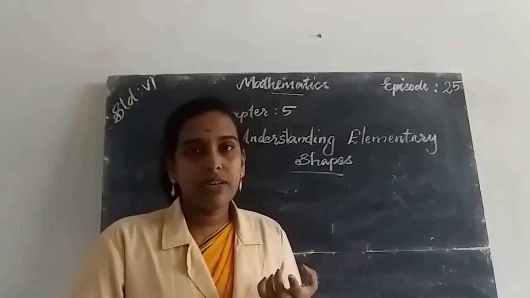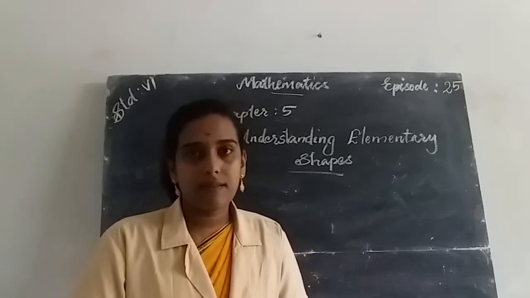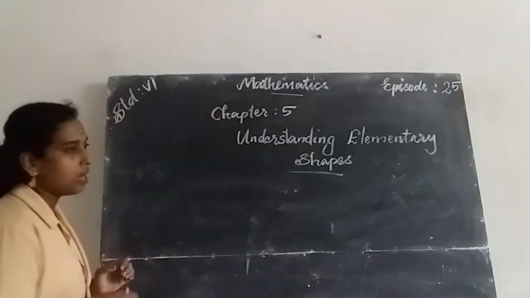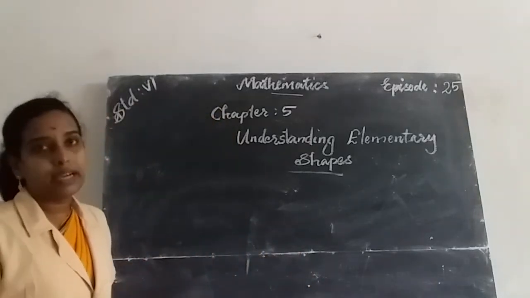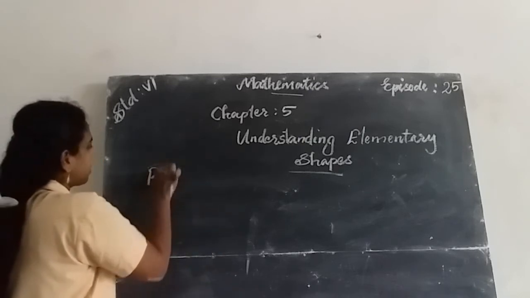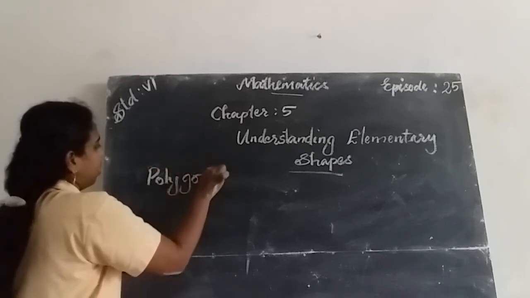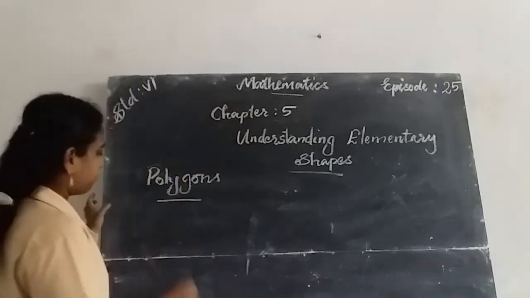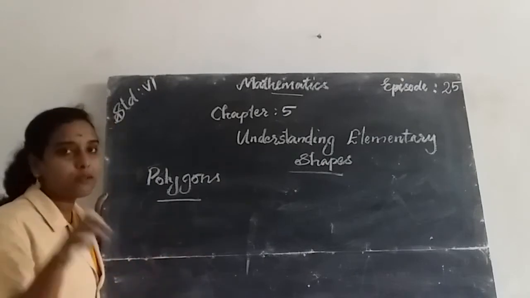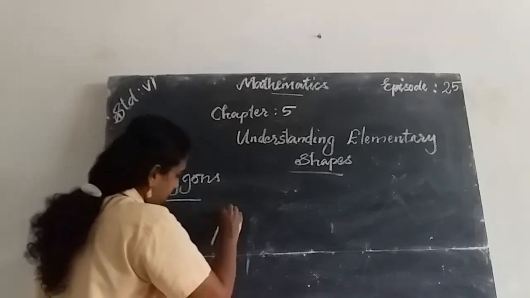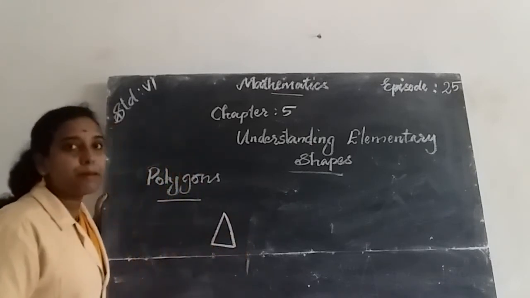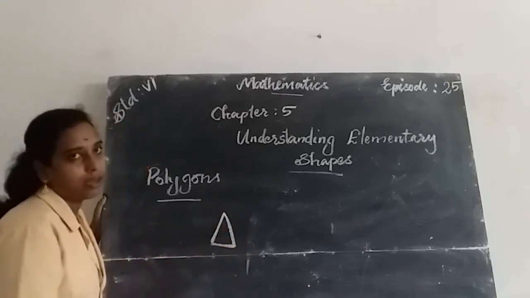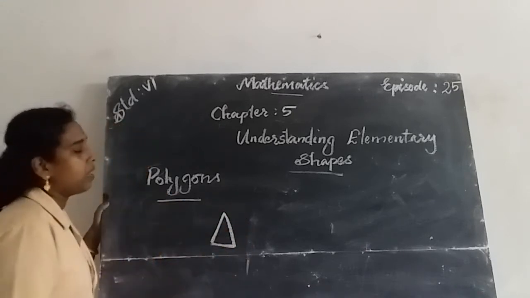So these are the classifications of angles and triangles that we discussed in our fifth chapter. Then the chapter deals with polygons, which we also discussed in our previous classes. Polygons are entirely made of line segments, and they are closed figures like this. A triangle is a polygon because it is entirely made up of line segments and it is also a closed figure.